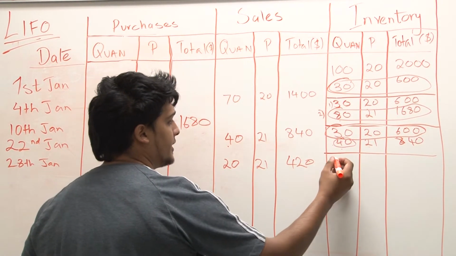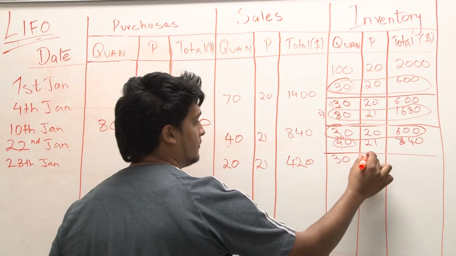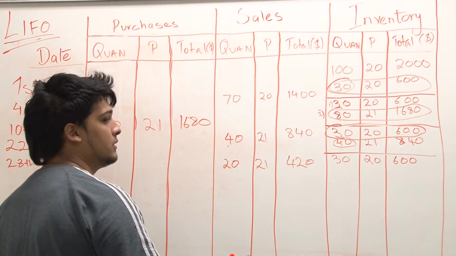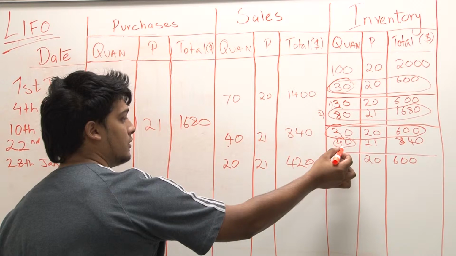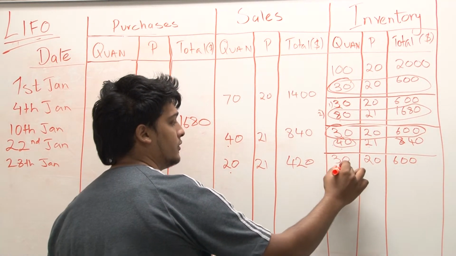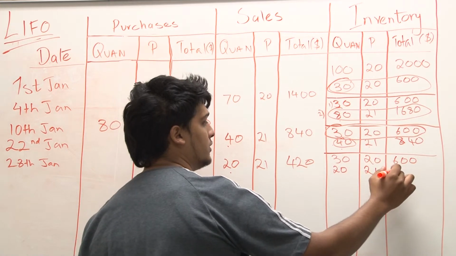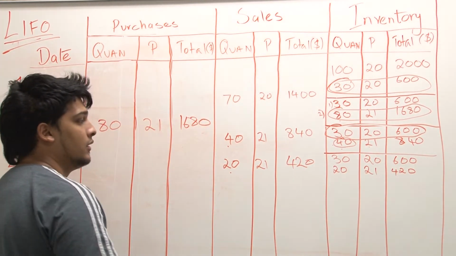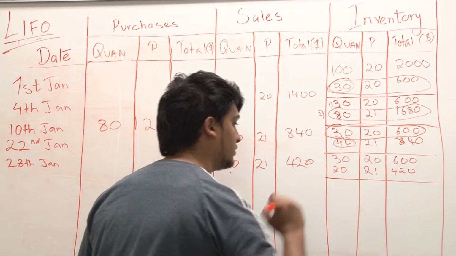I'm going to rewrite everything again. 30, 20, and 600. But remember, from 40, I already took off 20, which means I'm left with 20, 21, and 420. As usual, close the transaction.